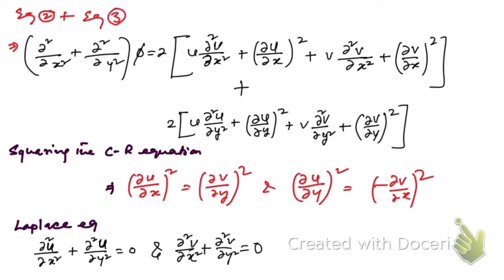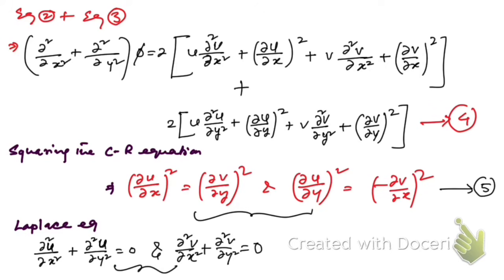So now let me use these two results. This is suppose equation number 4 and this is 5. Let me take this pair of equations as equation number 5 and this pair of equations as equation number 6. Okay, so now let us use 5 and 6 in 4. Then what we're gonna have?